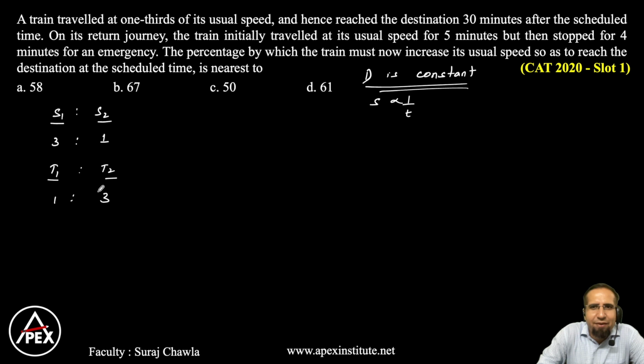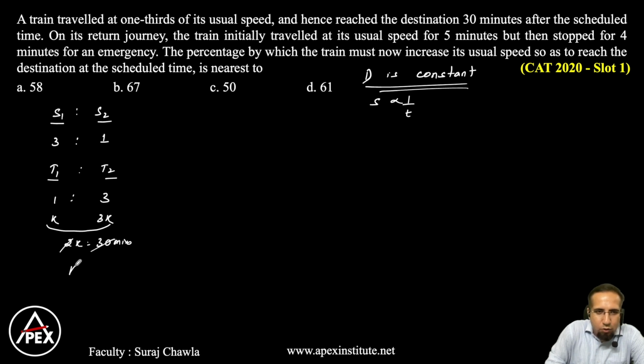Now, what is the question saying? It reached 30 minutes later than the scheduled time. So, if this is K, this is 3K. That means the gap of 2K is equal to 30 minutes, or the value of K is equal to 15.